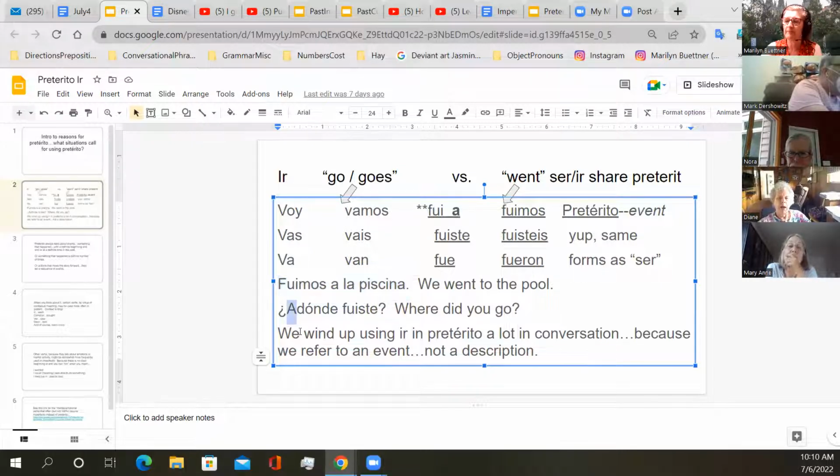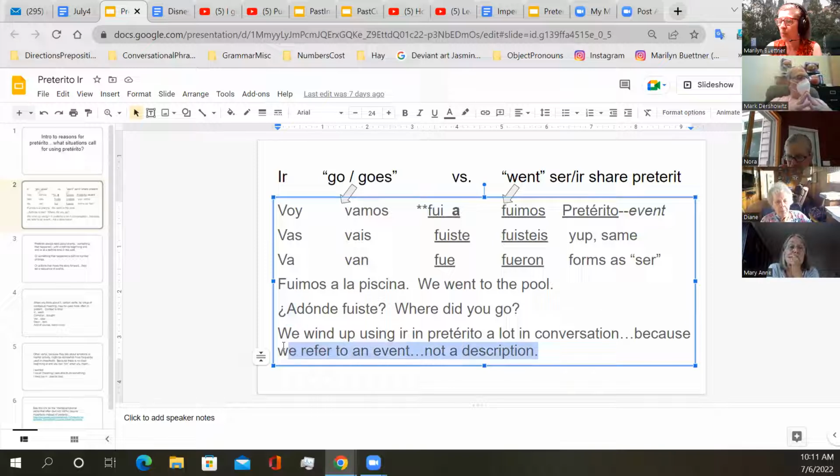Oh, and here's the a, but it gets tagged on to the interrogative word. It tags on to the front of dónde. ¿A dónde fuiste? Where did you go? ¿A dónde fuiste? Right?